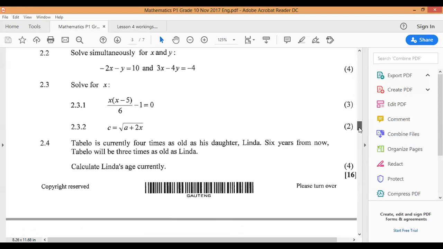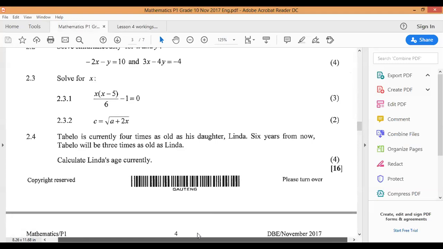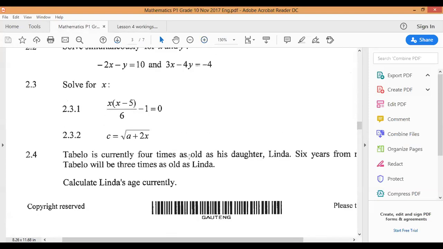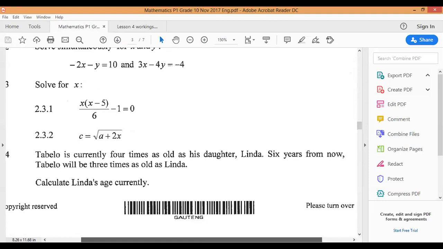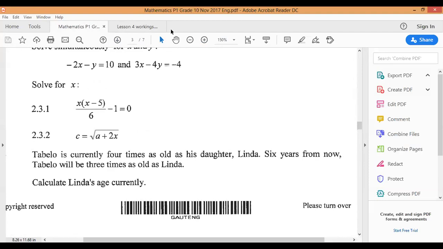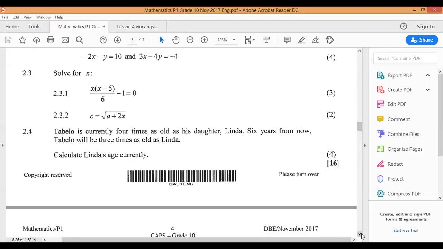I'm sure the majority of you have seen such questions, or some of you will be seeing this question for the first time. But sometimes in maths, they like to throw in word sums. So word sums, guys, are very important. It tests your maths knowledge. Very, very important thing.